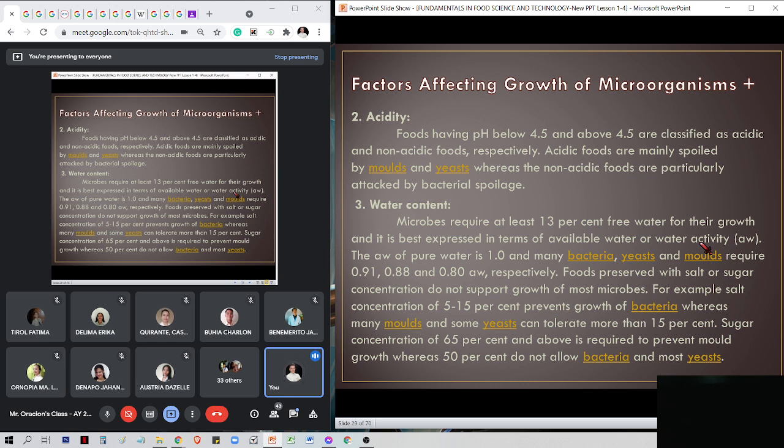So when there is water content, bacteria and yeast can grow, and also the molds. Foods preserved with salt or sugar concentration do not support growth of most microbes. For example, a salt concentration of 5 to 15% prevents growth of bacteria, whereas many molds and many yeasts can tolerate more than 15%.